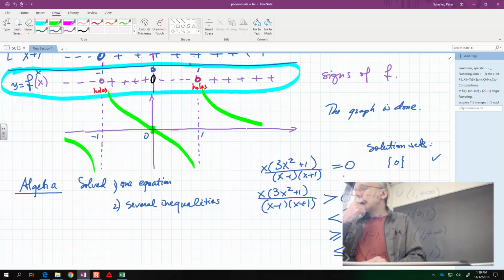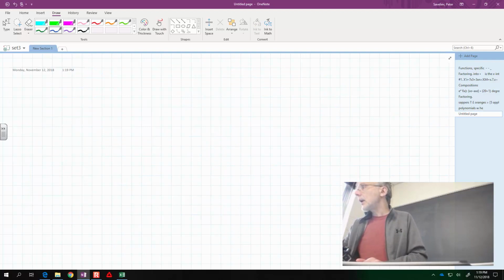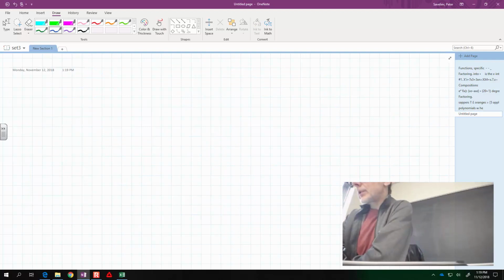Okay, so that is it for the rational functions for now. And there will be more algebra. But before, there is one more topic, which is not algebraic entirely, but more geometric, that we faced before, and that's even and odd functions.